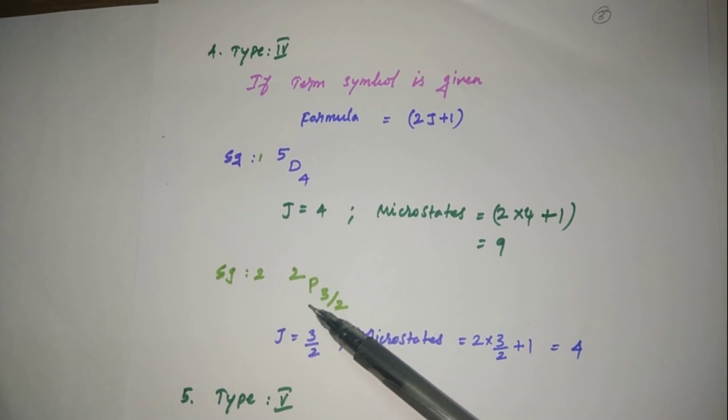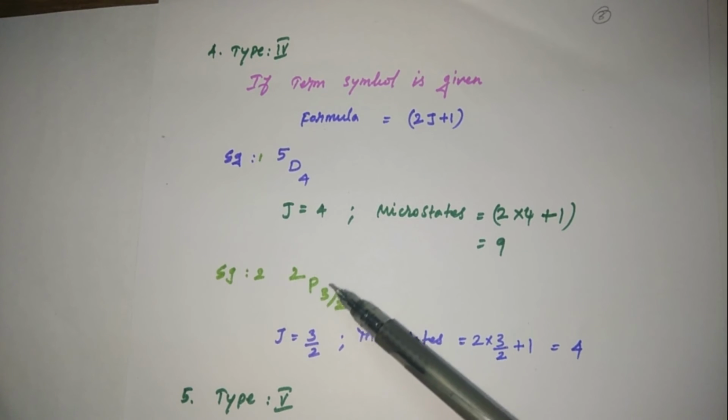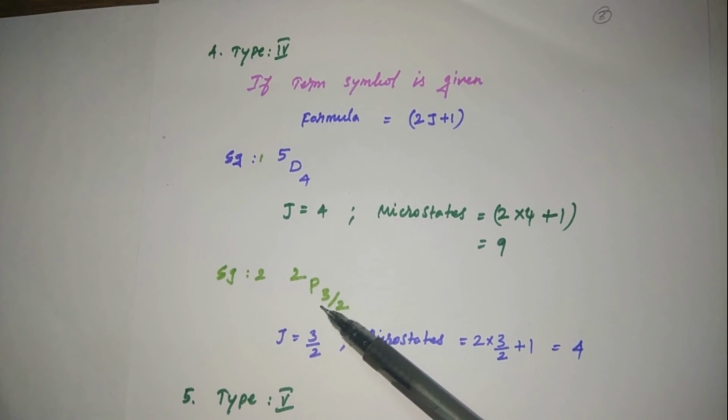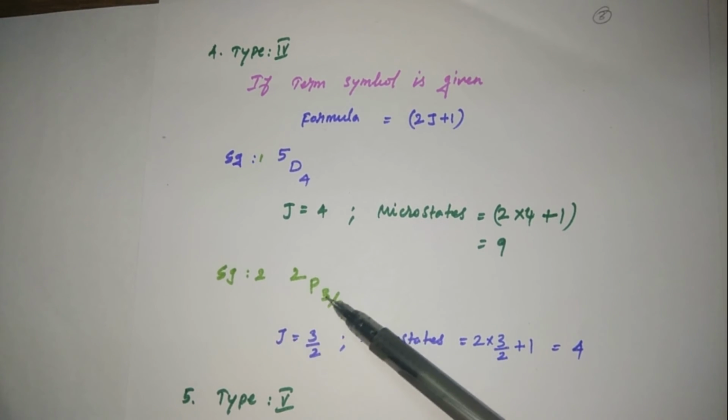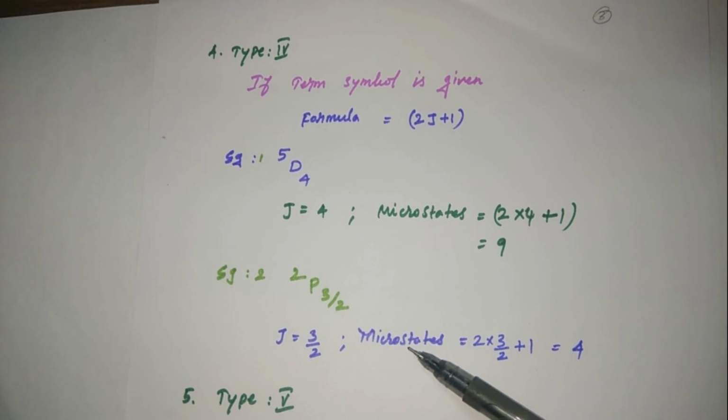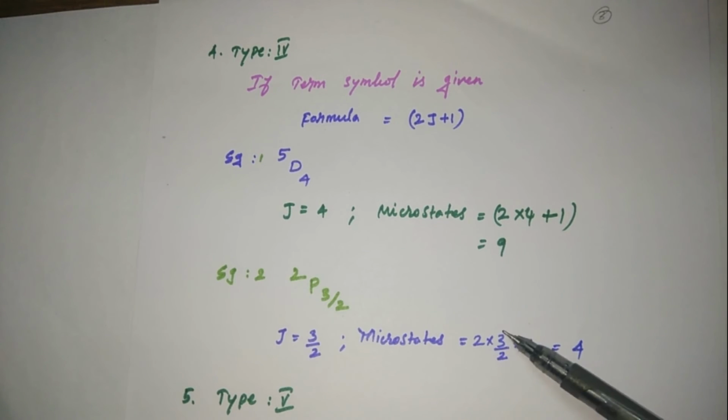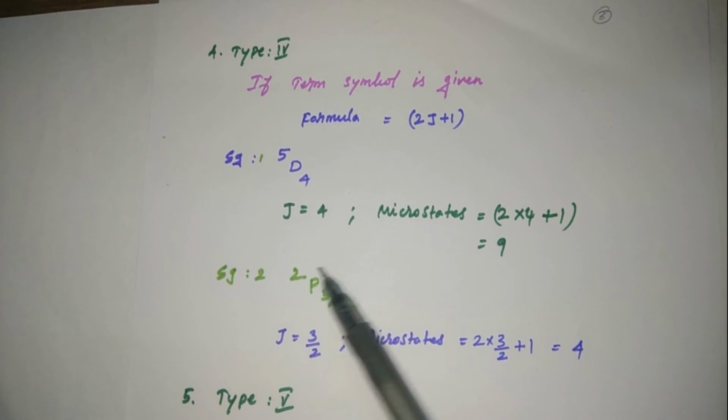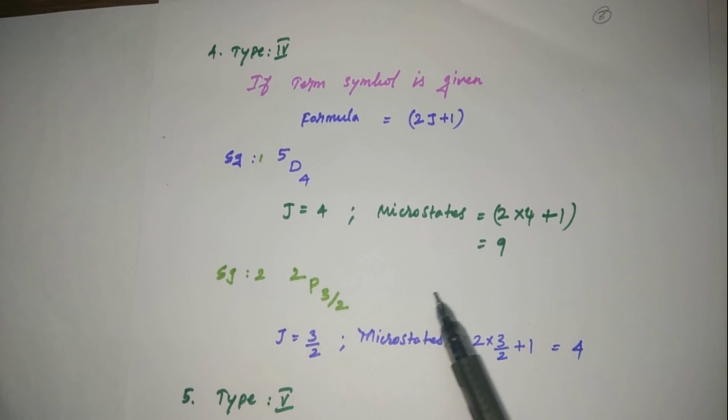Then example number 2, 2P3/2. Here the value of J is equal to 3/2. So the number of microstates is 2 into 3/2 plus 1. So we get 4. Only 4 microstates are present in the 2P3/2 term.